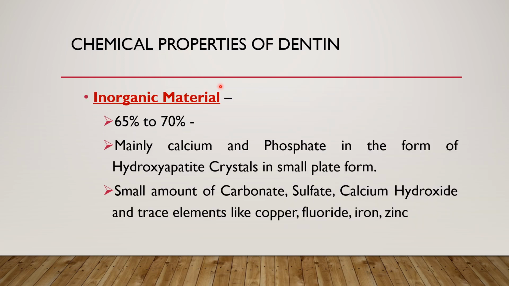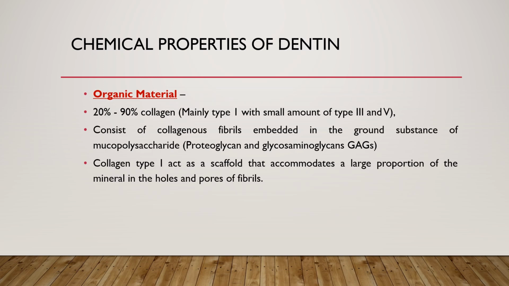Now, coming on to chemical properties, we have inorganic material and organic material. In inorganic, 65 to 70% constitutes mainly calcium and phosphate in the form of hydroxyapatite crystals. Now, if you remember, hydroxyapatite crystals are also present in the enamel, but here the crystals are smaller. They are present in small plate form within the dentine. Apart from that, it also contains carbonate, sulfate, calcium hydroxide, and trace elements of copper, fluoride, iron, and zinc.